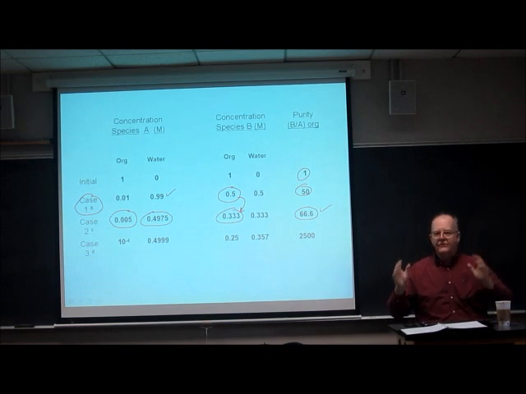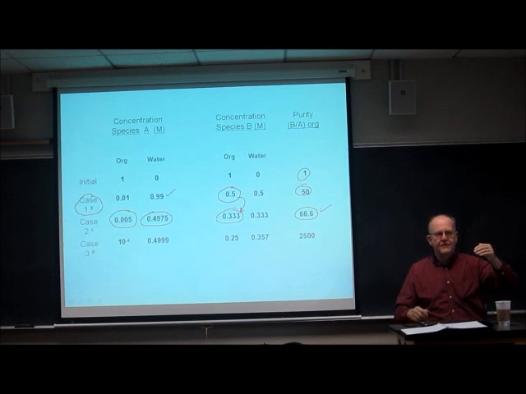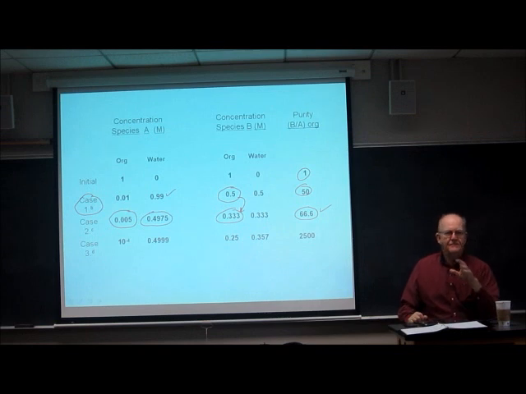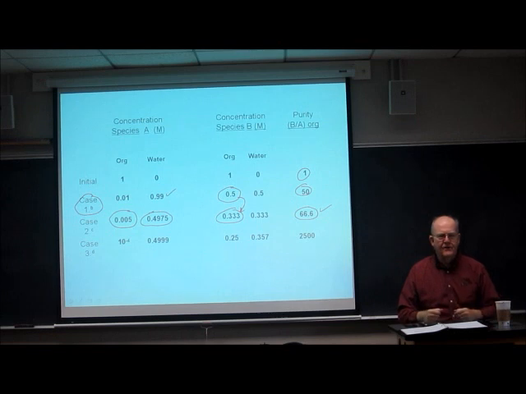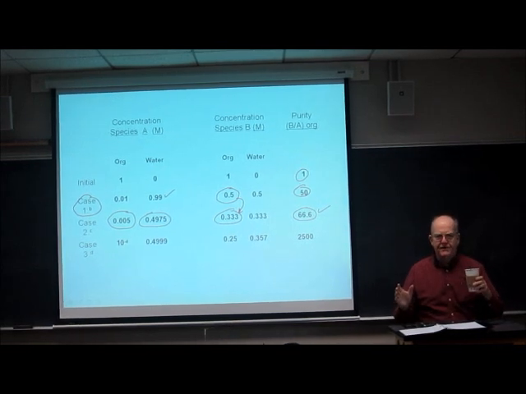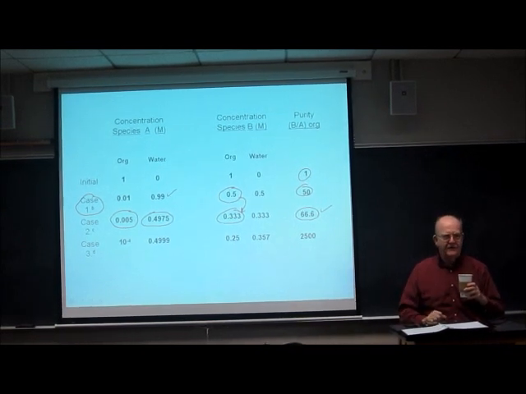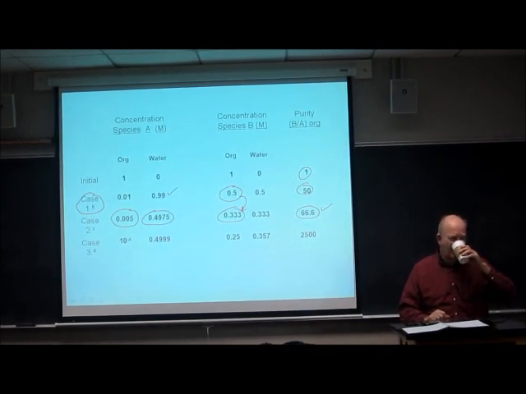This is a classic trade-off that you see time and time and time again in separation science. You trade yield for purity. You can't simultaneously, by just a simple volume manipulation, a simple geometrical manipulation, get both. There's got to be a price you pay. There has to be. There's no magic in separation science. Sometimes it might look like that, but there's no magic. You always have to pay some price.